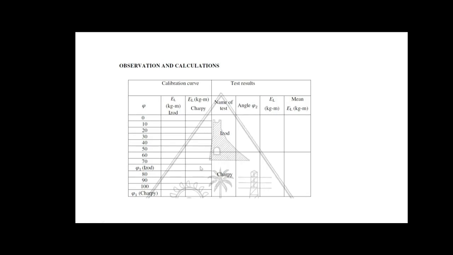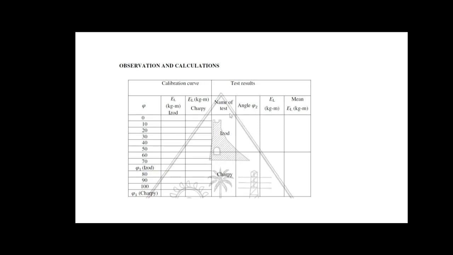Then for the Izod value, it will be up to the last column. Now remaining are the actual measurements that we are taking. So we are reading the angle. We can read the angle from the dial, then calculate directly. That is what is shown on the right hand side. Angle phi. Here it is taken as phi 2. So it is only after the impact 5 value only.